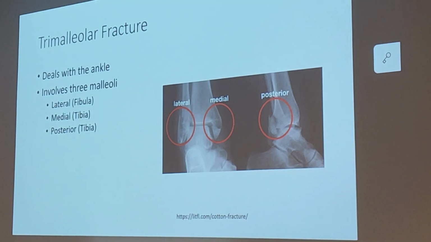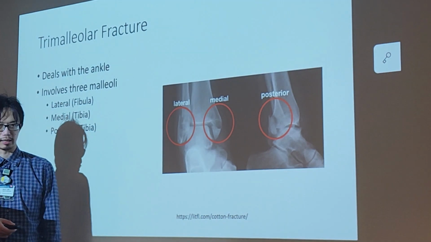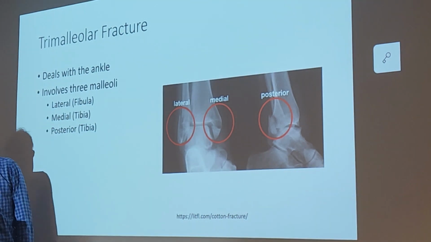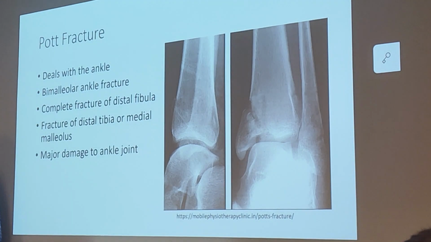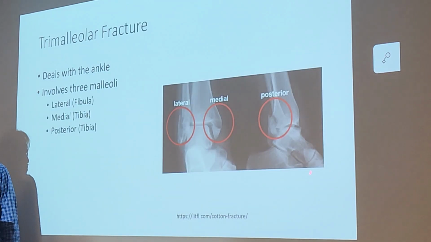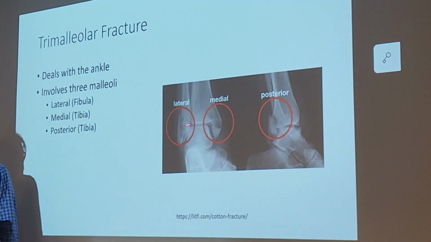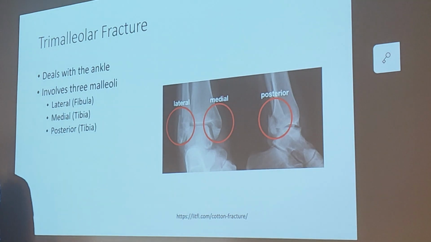So we can only see the posterior malleolus if they're in a lateral? Right, so it's best visualized on a lateral. For your bimalleolar, you can see them both on your AP ankles. But for your tri, you need the AP and the lateral.